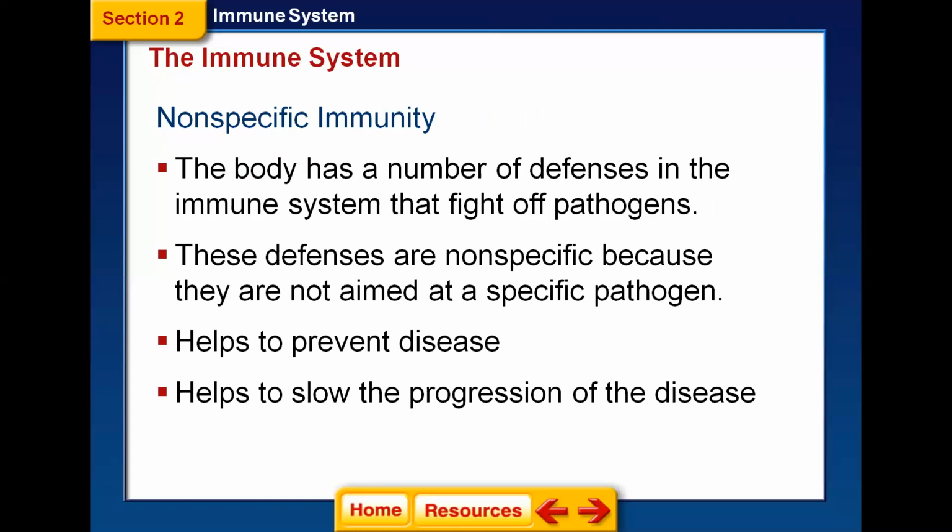Next time we'll be talking about non-specific immunity, and later specific immunity in the coming sessions. Hopefully, you'll understand the next sessions, and you understood this session as well.